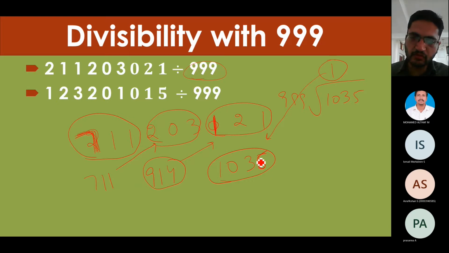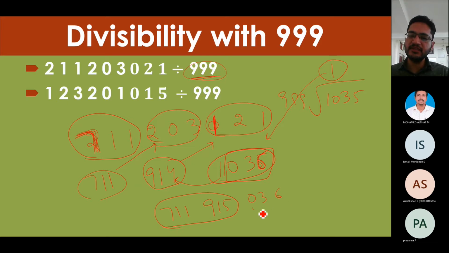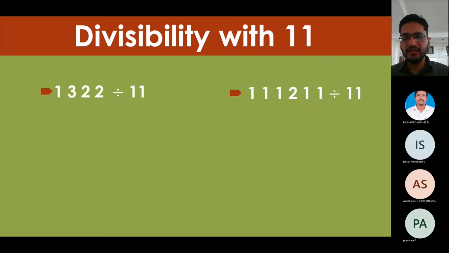Now we will apply the balancing rule, but because here we have 3 digits, I will take 3 digits as it is and I will add this one to the next number. So it is 036, 1 plus 914, 915, and this 711 as it is. So this is the quotient and this is the remainder. So this is the procedure. This is the divisibility rule with 999.